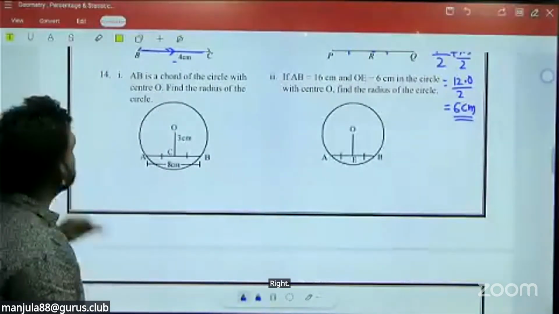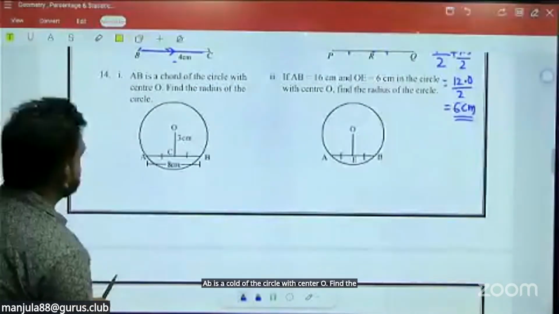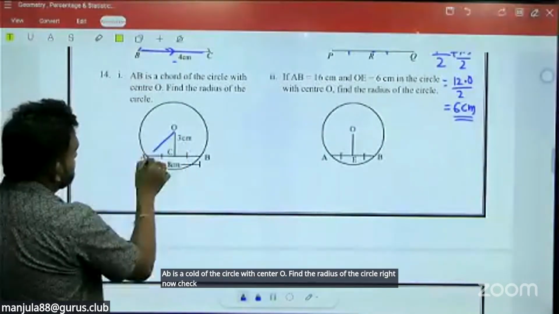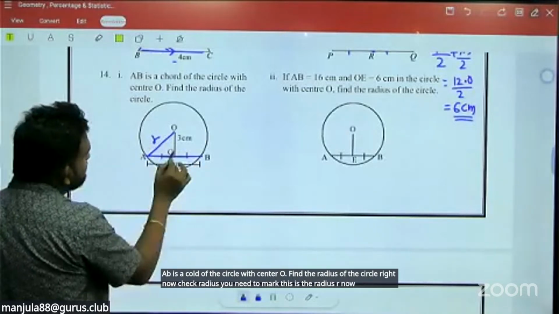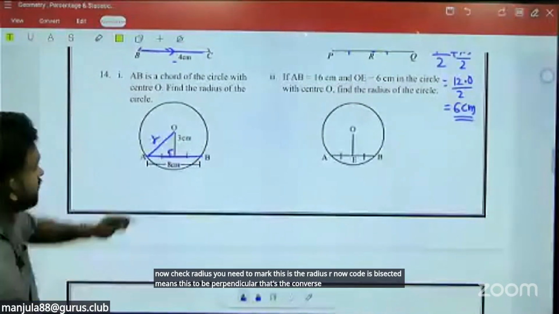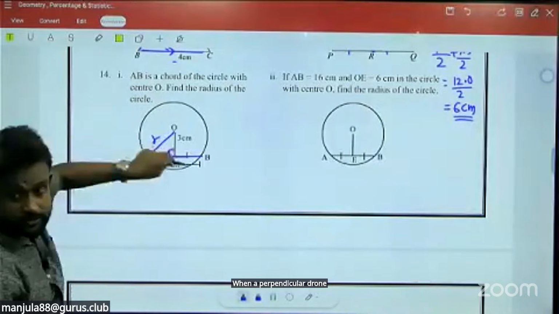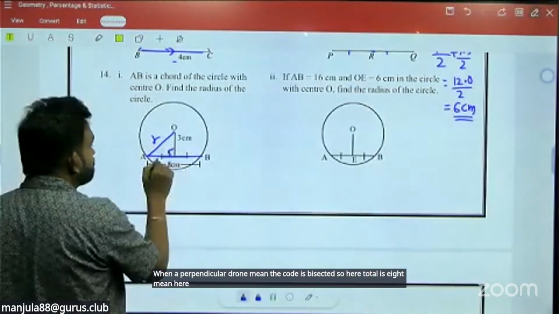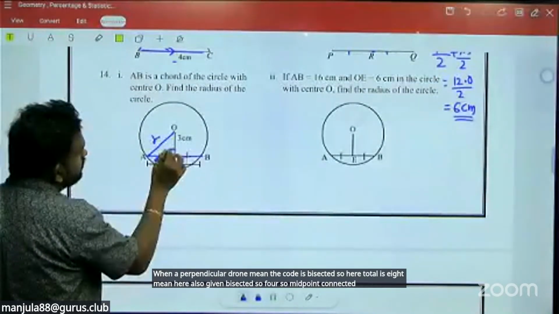Right. AB is the chord of the circle with center O. Find the radius of the circle. Now check. You need to mark the radius. This is the radius R. Now, if the chord is bisected, this has to be perpendicular. That's the converse of that theorem. When a perpendicular is drawn, the chord is bisected. So here the total is 8, and here it is also given bisected, so 4. The midpoint connected means a perpendicular should be there.